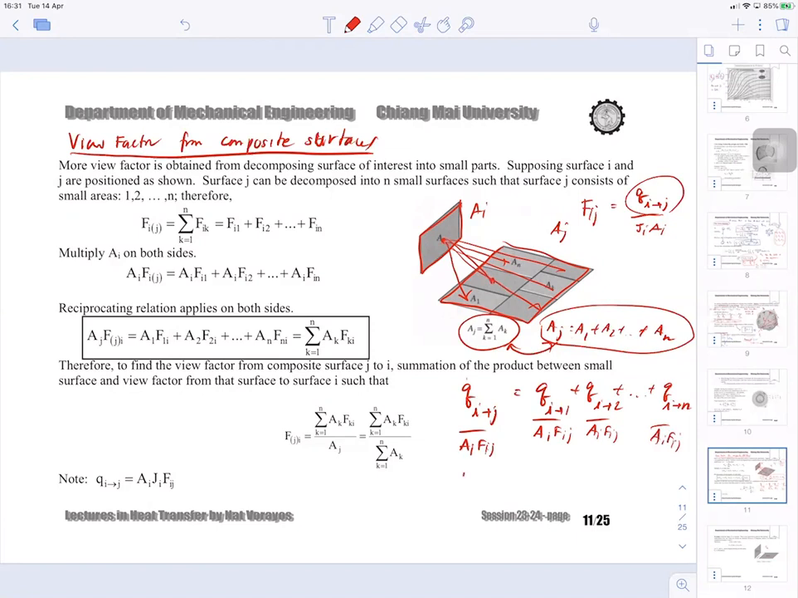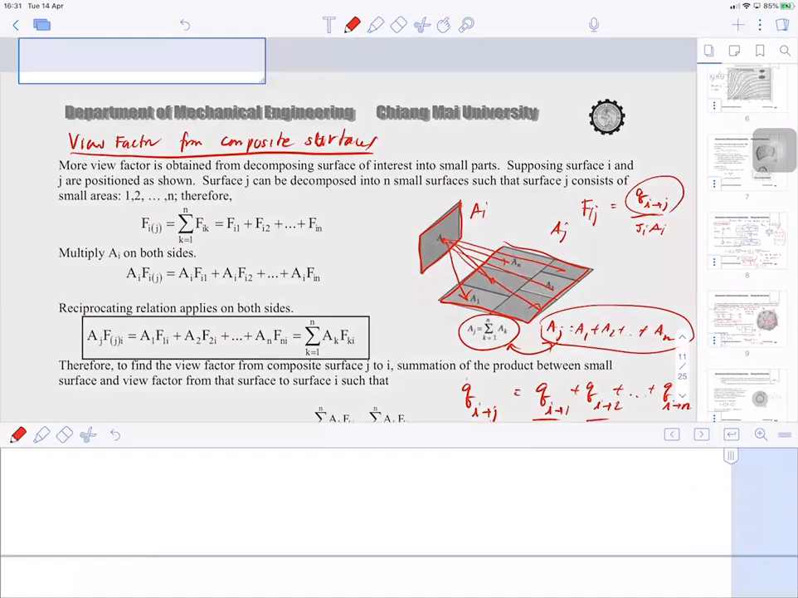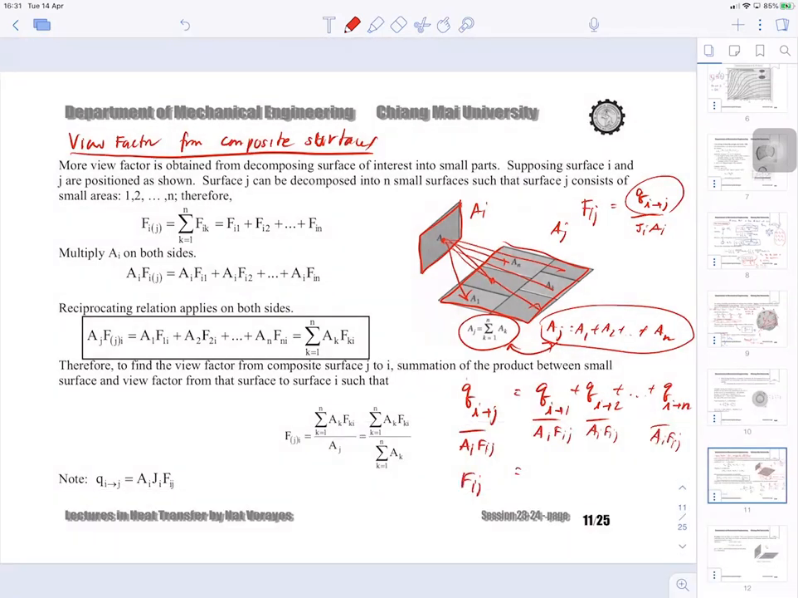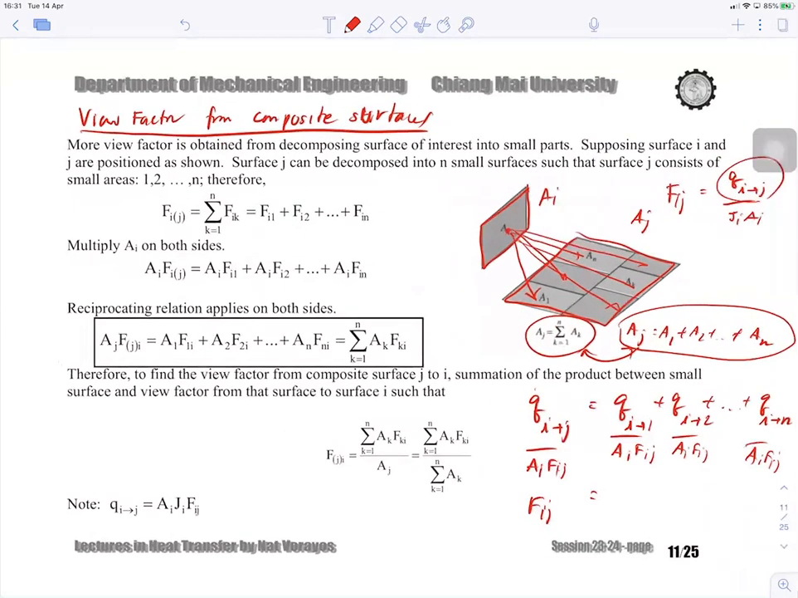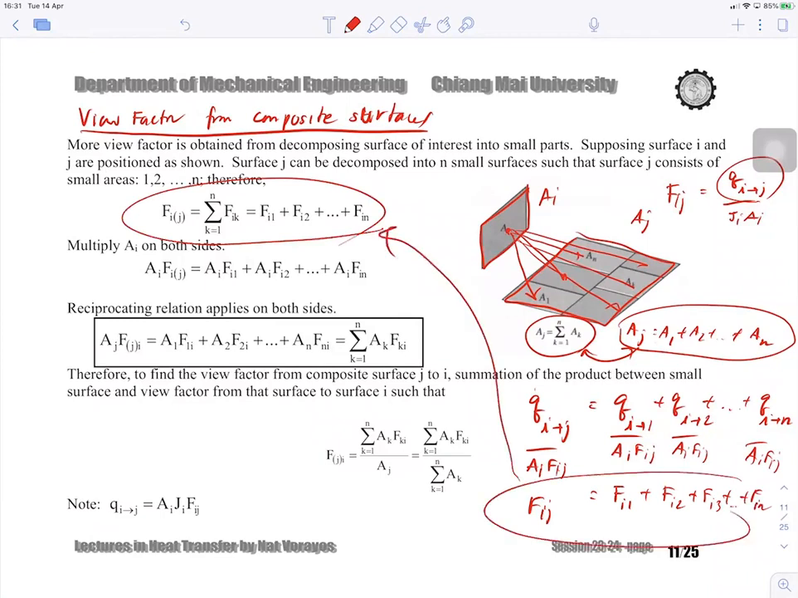Okay, this is going to have Fij. And this one is going to be, oops, I'm sorry. It's going to be Fi1, Fi2, Fi3 until Fin. So what happened, right? Okay, clean it up first.